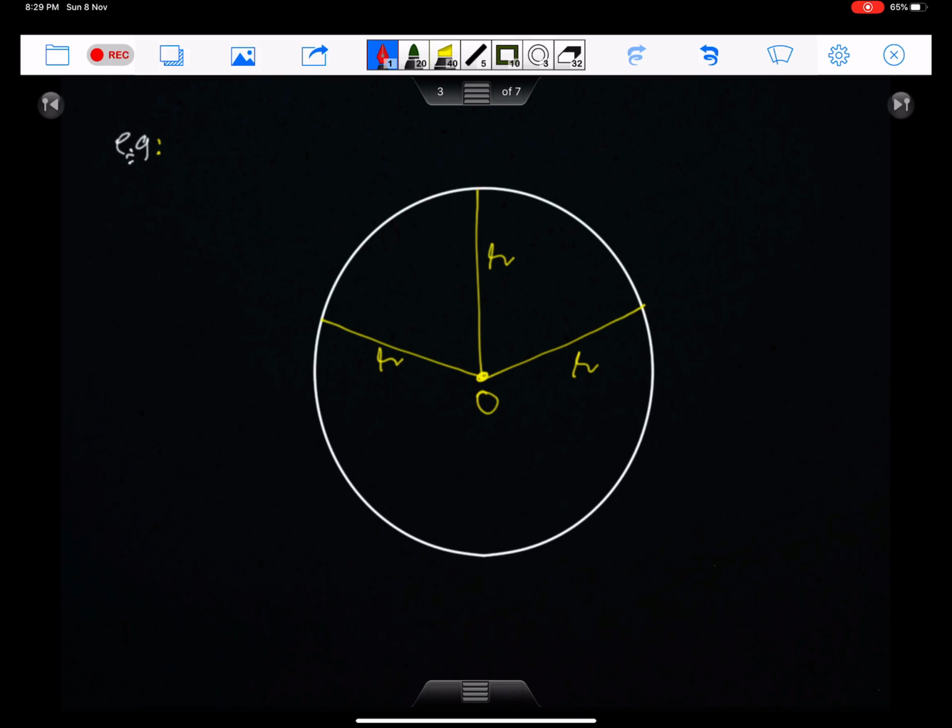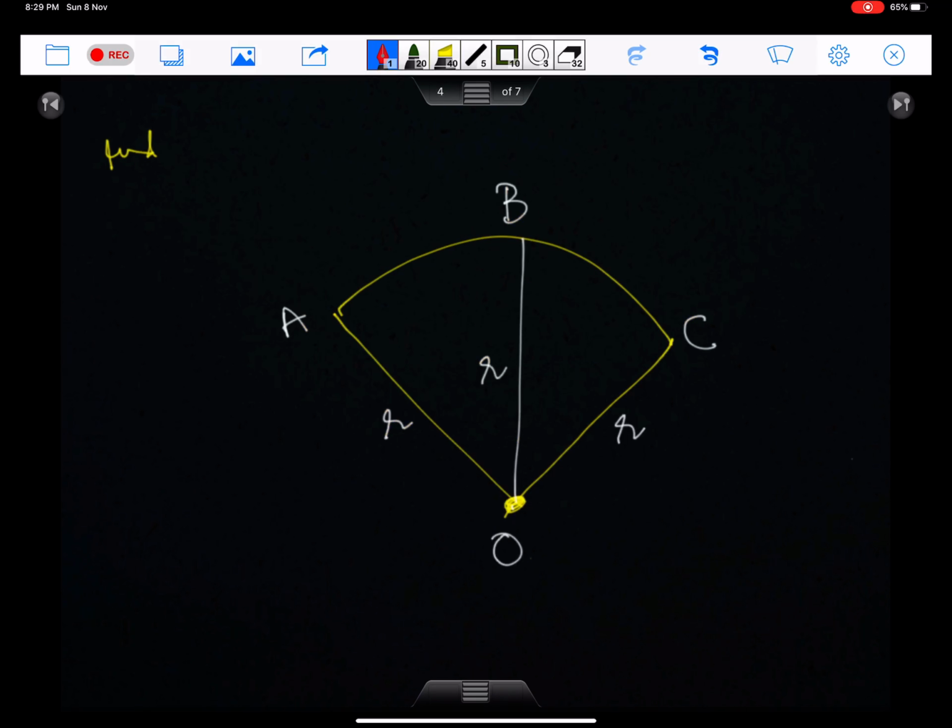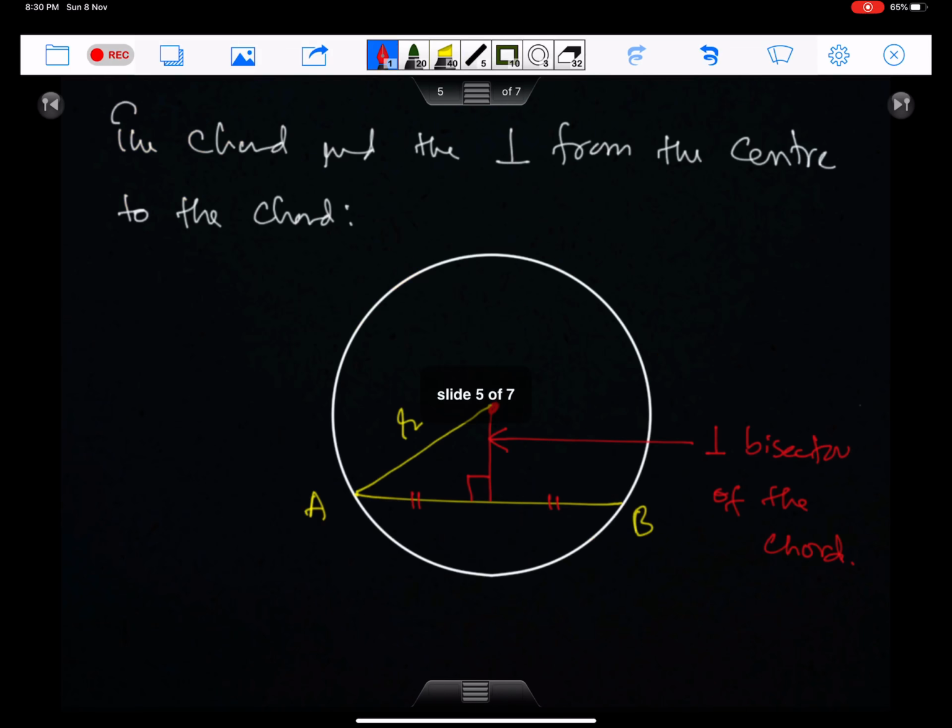This distance is also radius, because when you work in a sector, you will find this type of distance. So this OB is also radius. Radius is center to circumference distance. The distance from arc to center is known as the radius.